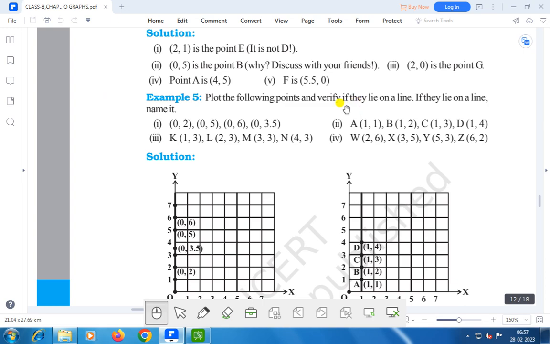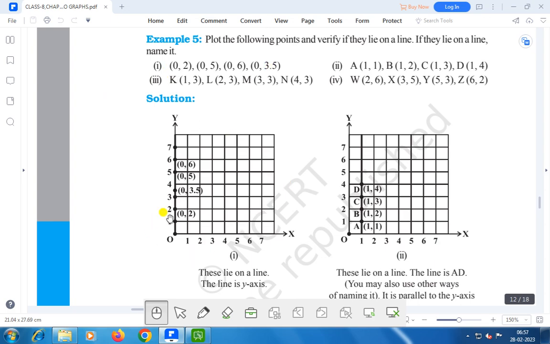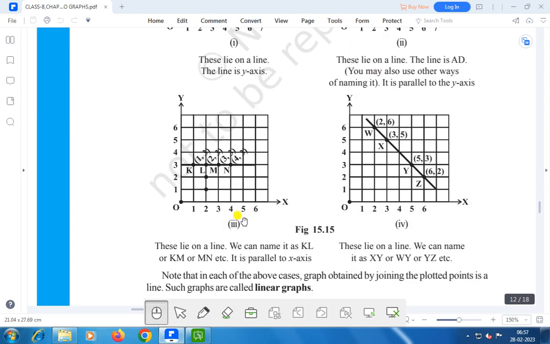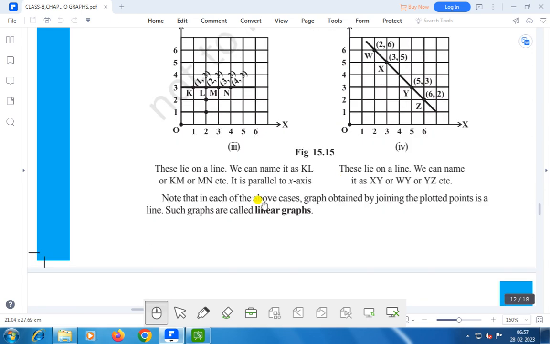Plot the following points and verify if they lie on a line. If they lie on a line, name it. (0, 2), this is (0, 2), this is (0, 3.5), this is (0, 5), that is (0, 6). It is (1, 1), (1, 2), (1, 3), (1, 4), right? In this you can find the various values. Here you see, this is (1, 2), (1, 3), (2, 3), (3, 3), (4, 3), right? And this one is (6, 2), (5, 3), (3, 5), (2, 6), and make a graph like this, right?